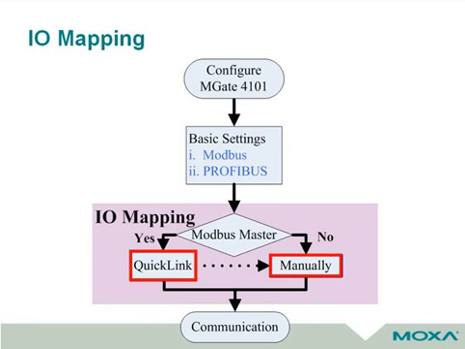In the third step, here are two methods to map Profibus I/O modules, manually or QuickLink. Also, manual I/O mapping is supported when the MGate is either Modbus slave or master. I recommend you use QuickLink when the MGate is designated as Modbus master, and manually map I/O when the MGate is set as Modbus slave.